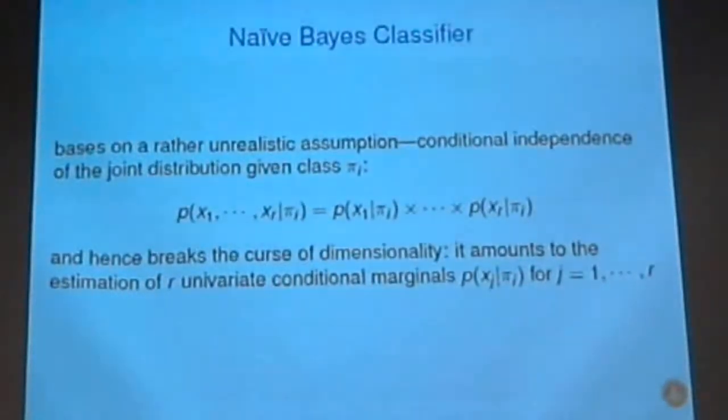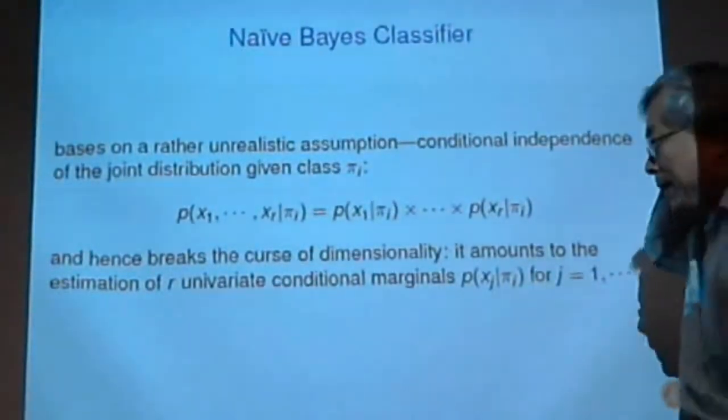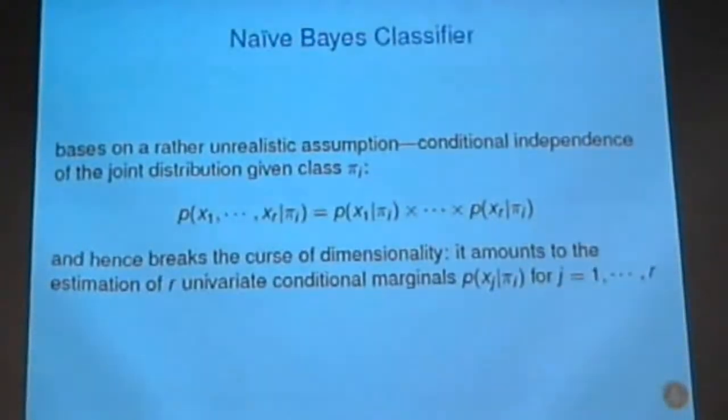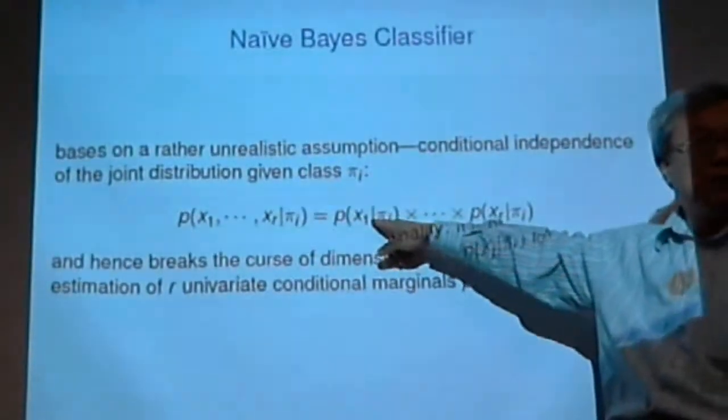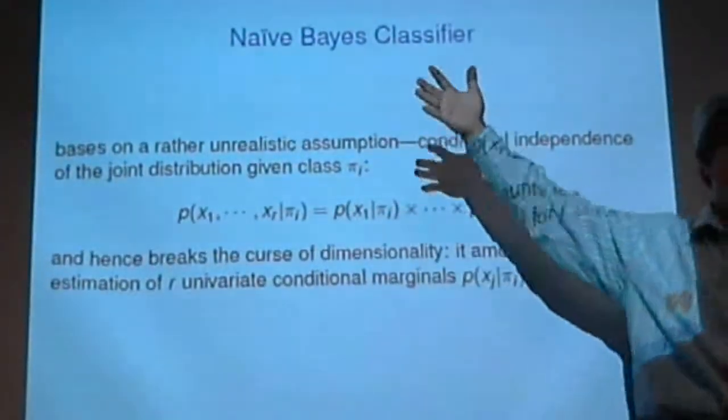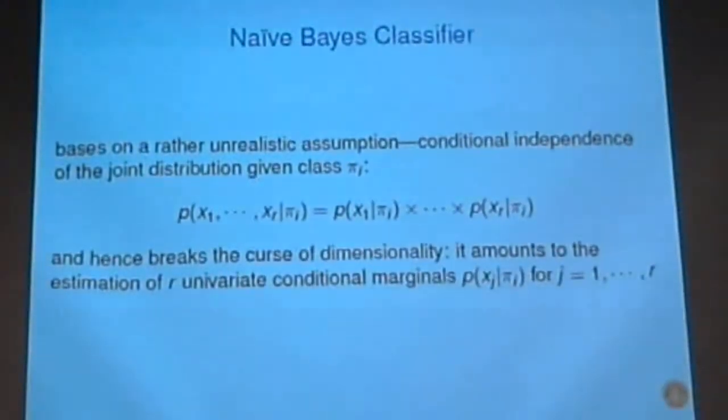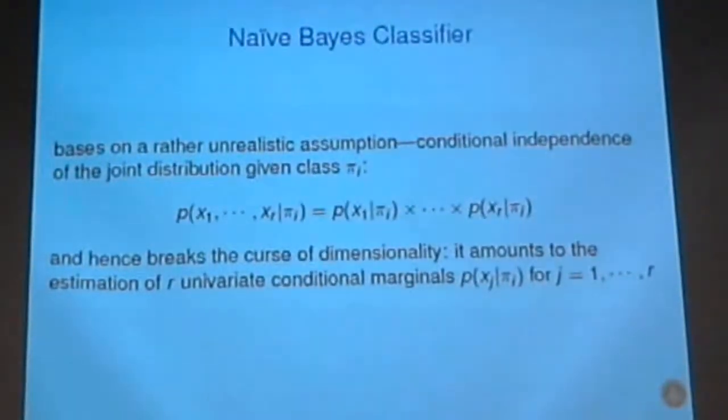Independence is a really strong assumption and very hard to justify. Anyway, based on that, the naive Bayes classifier can be easily computed. By doing that, you break the curse of dimensionality. Each one of these conditional probabilities is only one dimensional, so it's much easier than trying to compute this high dimensional conditional probability. The only thing you need to do is estimate individually, for each variable in the feature vector, the univariate conditional marginals. That's all you have to do.